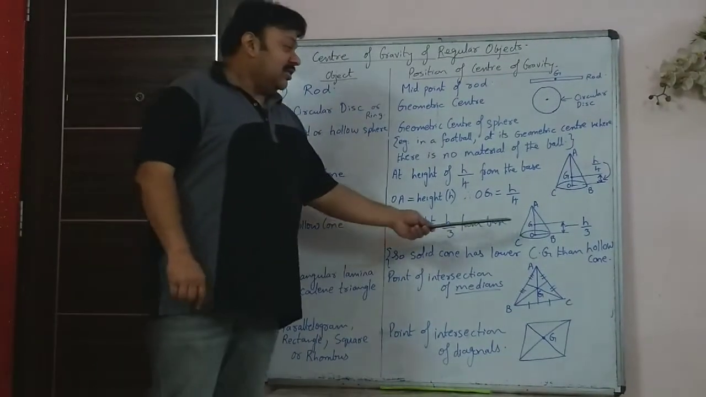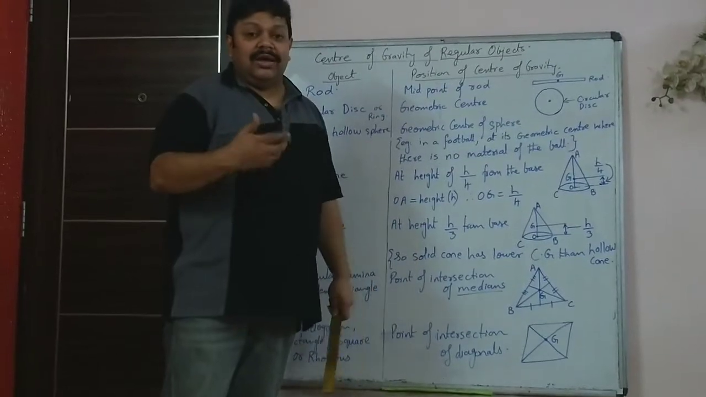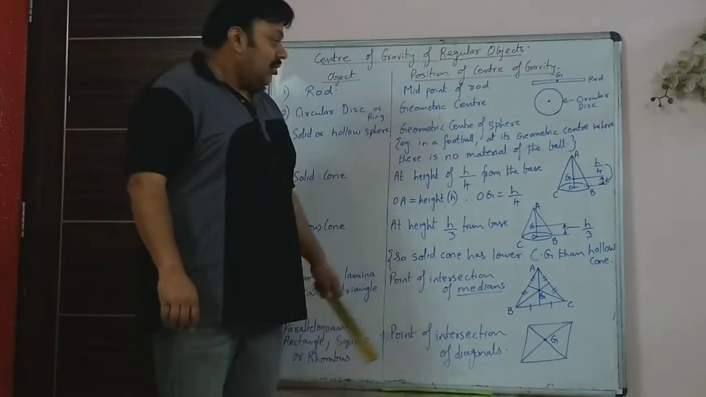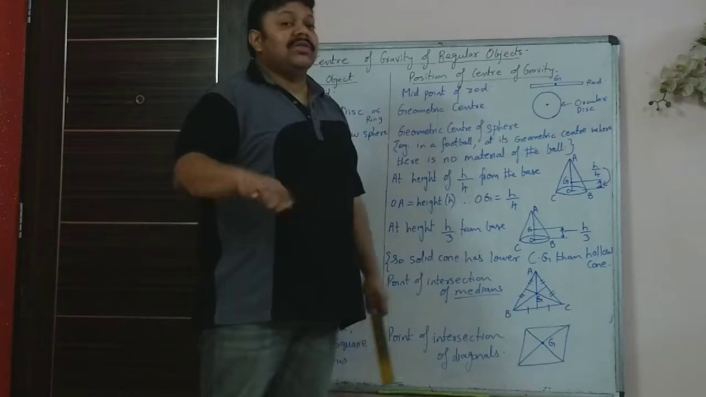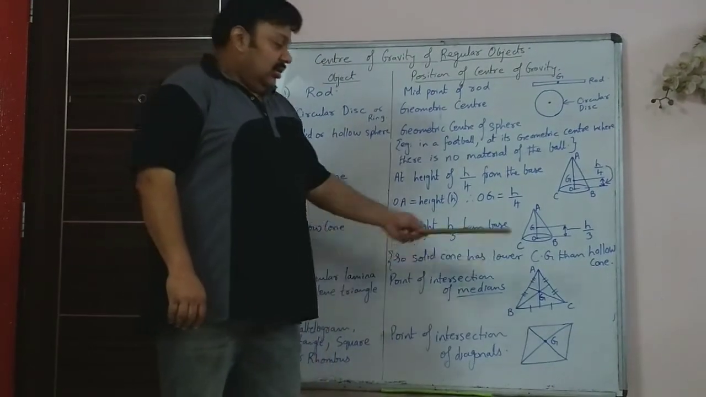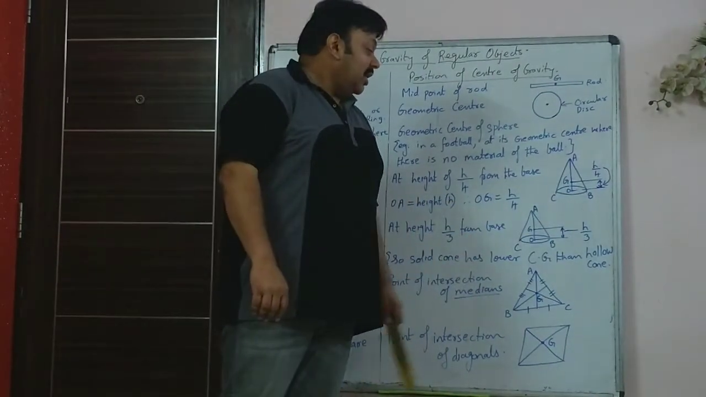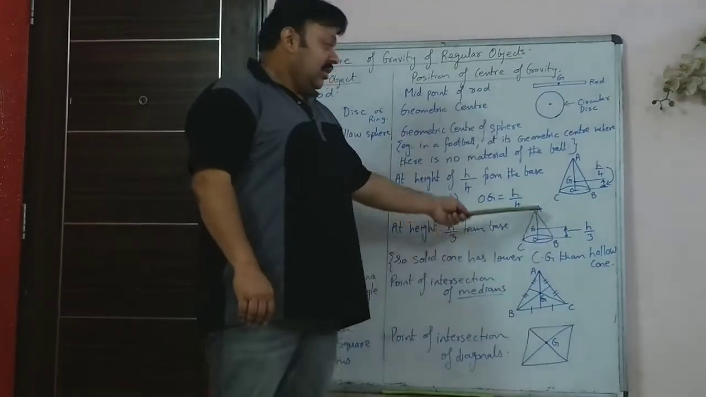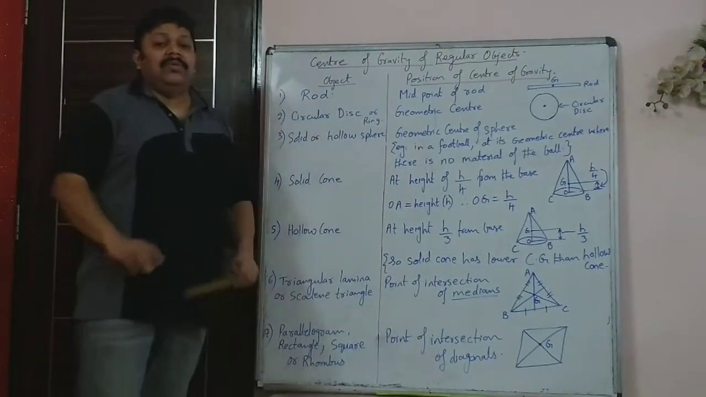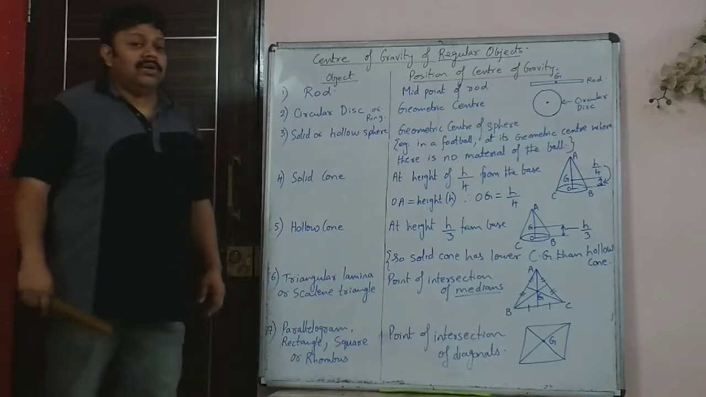But now if it's a hollow cone, means nothing inside, air inside. So if it's a hollow cone, then the center of gravity will be slightly higher. So center of gravity will be at a height of h upon 3. This should help you remember something you would have learned in lower classes.